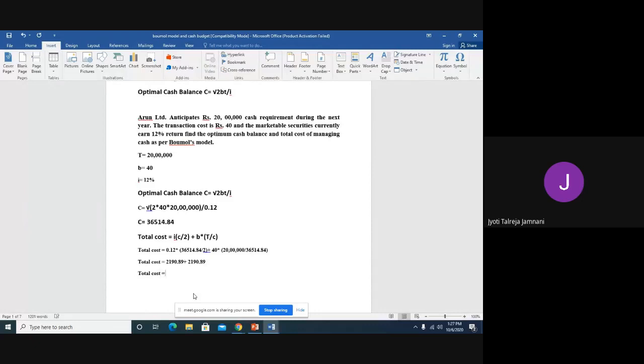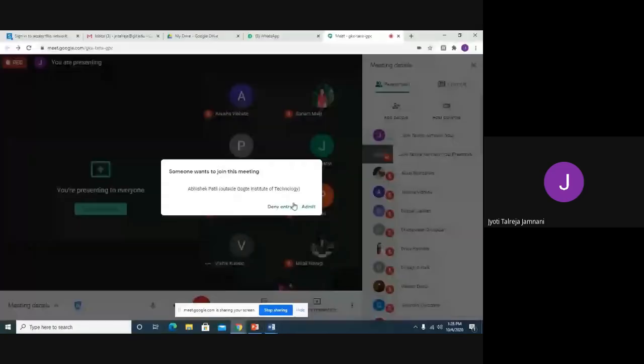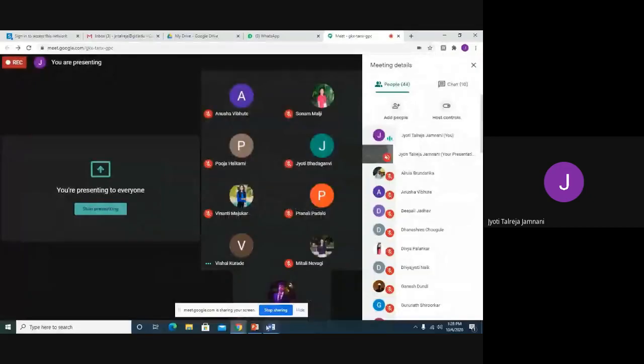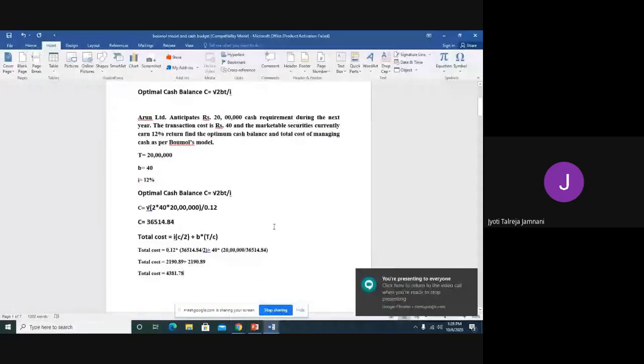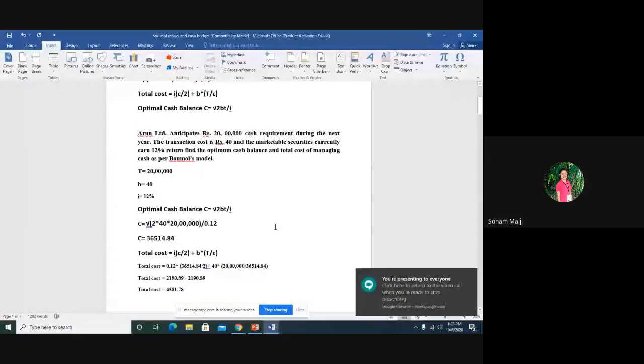Anybody has added it? 4381.78. Is this correct? Yes, ma'am. So this is how you will solve Baumol model problems using the formula method. Any doubts in the first problem? No, ma'am.